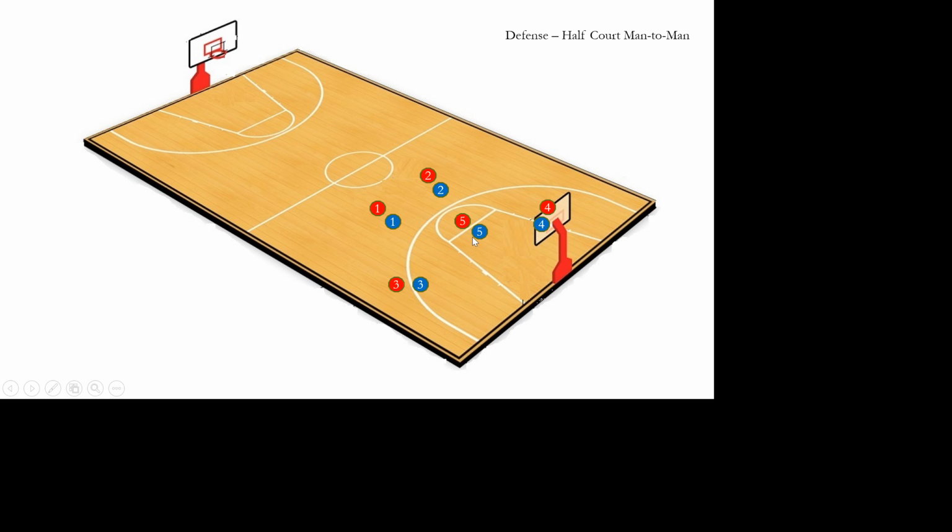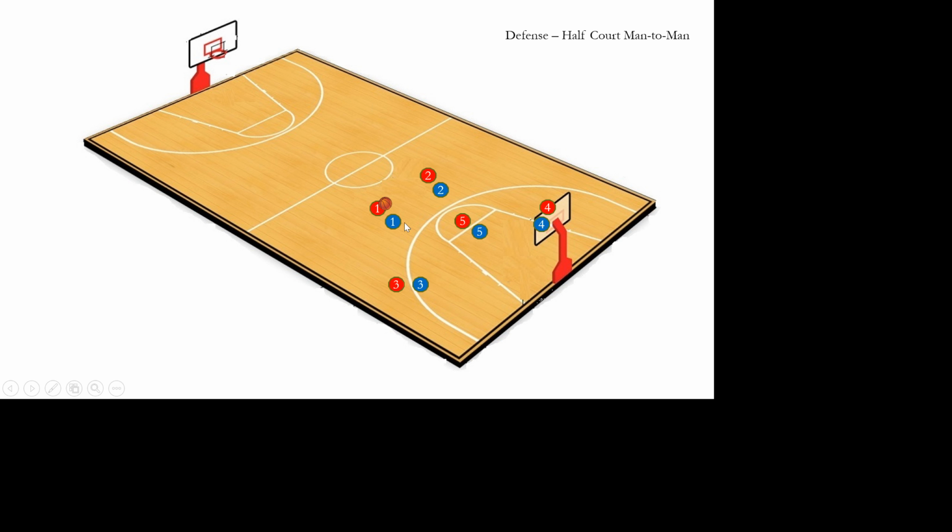Now what this is illustrating too is that where we want to be on defense is between your man and the goal. So notice each one of these guys is between the guy that they're guarding and the goal that they're trying to shoot on. So for instance, if 2 is back here, he's out of position because this 2 player has a free path to the goal. We want to stay between that player and the goal, wherever he goes.